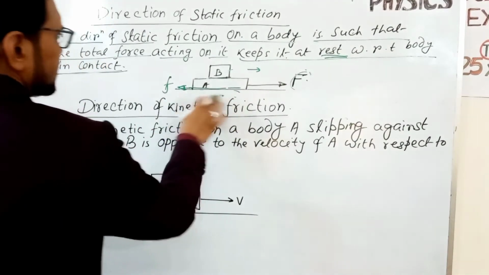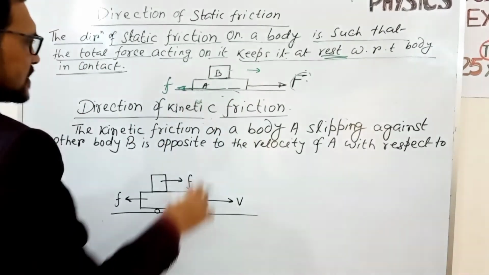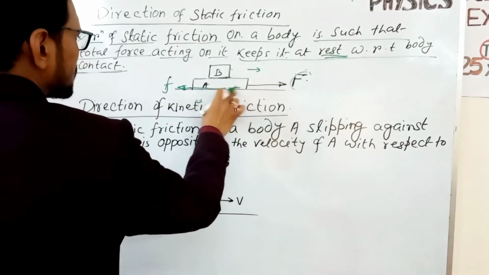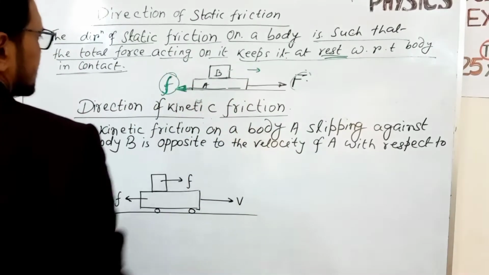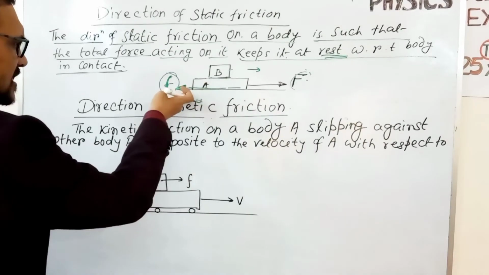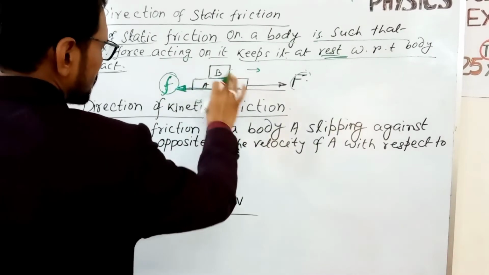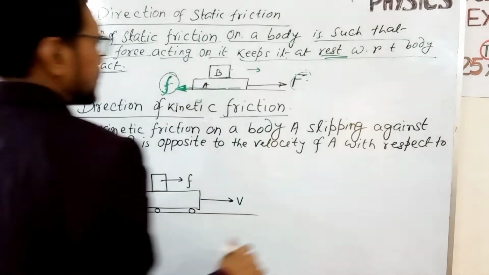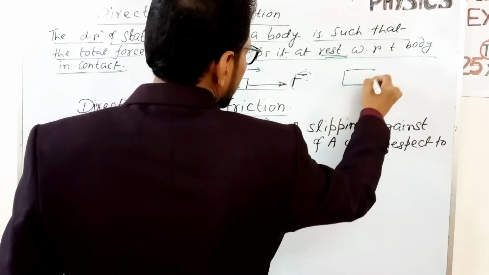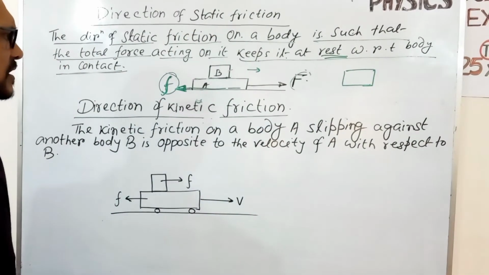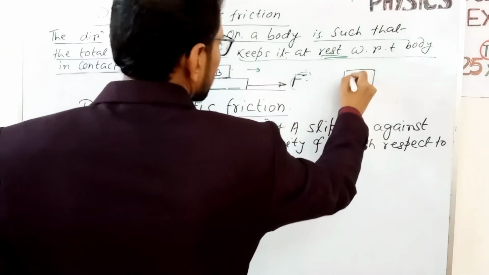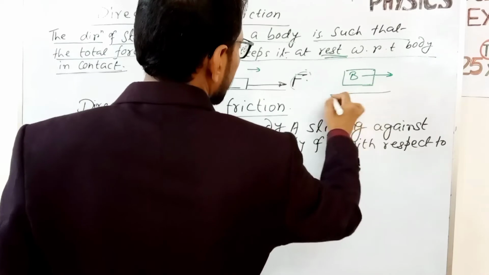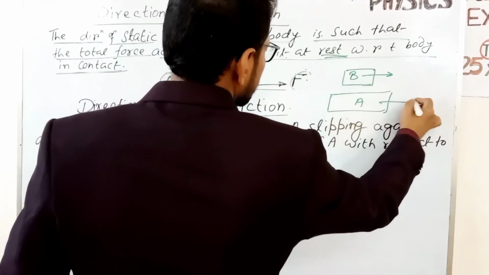Then what is the friction on A? A and B move together with respect to the ground, so the friction force acts in this direction on the ground, such that it opposes the motion. Now on B, what is the friction force acting on B? Block B moves in this direction, and block A also moves in this direction.